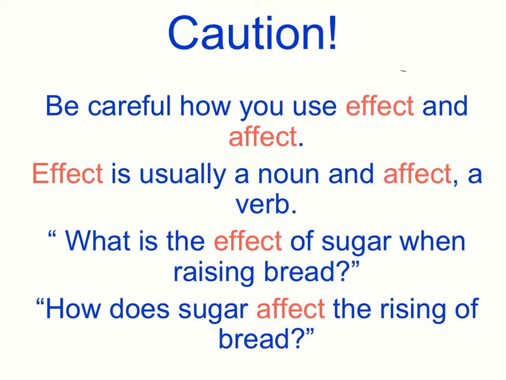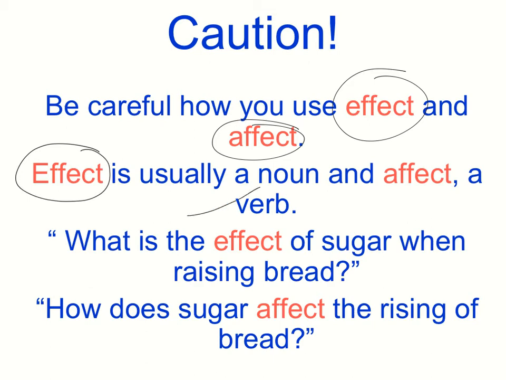But remember, effect and affect are two different words. And we use those a lot in science, and I don't want you to use them wrong. Effect is technically a noun. So what is the effect of the sugar? The effect means that it's a noun, so it's with an E. But affect is a verb. So how does the sugar affect the rising of the bread? Would be like a doing thing. So effect is a noun, affect is a verb. Remember that. That'll be helpful when we're writing out different lab reports.